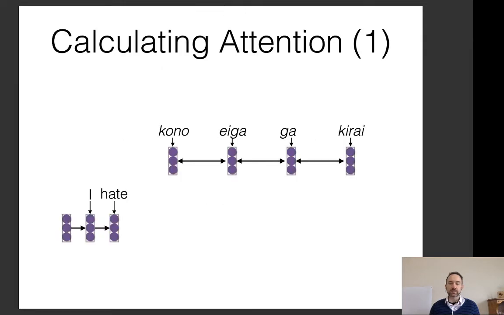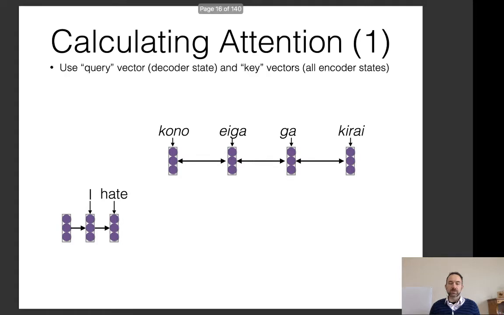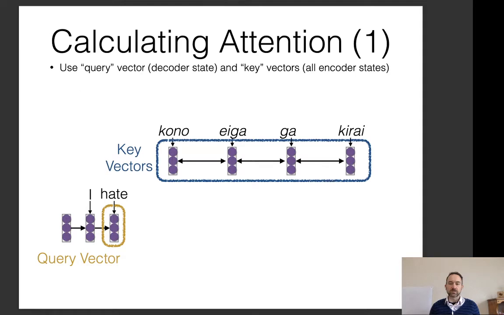So here's a concrete example. Let's say on the left side we have our decoder, which is trying to decode an English sentence. On the kind of top right here, we have an input sentence in Japanese. And we've gotten to the point where we're at the words "I hate," and we'd like to generate the next word. So from this, what we do is we use something called a query vector, which essentially indicates the current state of the prediction process that we're trying to do. In other words, the decoder state, and key vectors, all encoder states.